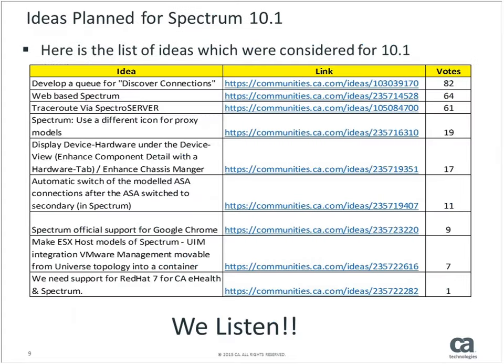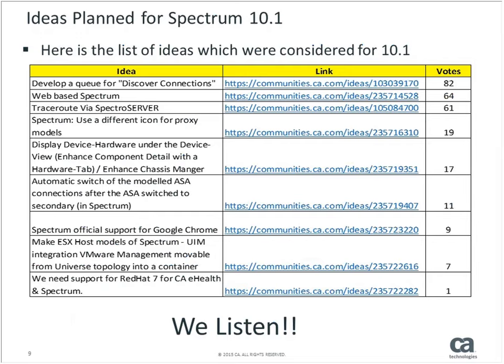For 10.1, these are the ideas which are being considered. You see here we have 9 ideas, and there's one more that we could potentially consider. You see the number of votes; while they play a big role, in some cases even an idea with a smaller number of votes does get picked up. For example, the last one, support for Red Hat 7. We have been very, very particular about platform support as well as new device support within Spectrum.